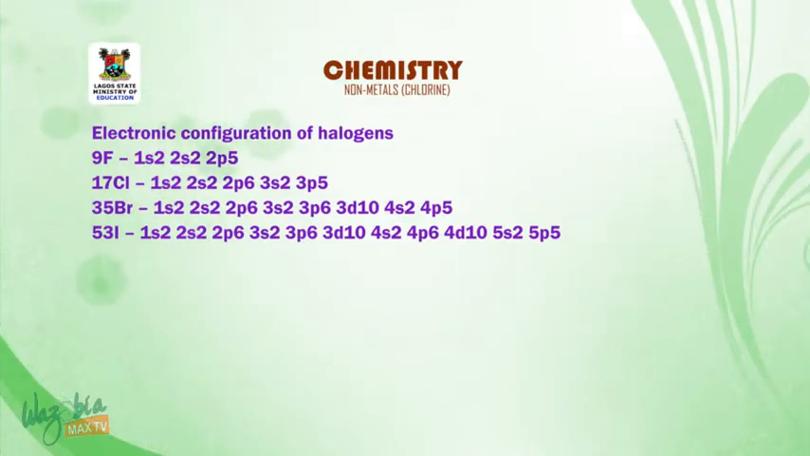The third member of that family is bromine with atomic number 35, and the configuration is 1s2, 2s2, 2p6, 3s2, 3p6, 3d10, 4s2, and 4p5. And the fourth member is iodine with atomic number 53, and the configuration is 1s2, 2s2, 2p6, 3s2, 3p6, 3d10, 4s2, 4p6, 4d10, 5s2, and 5p5.